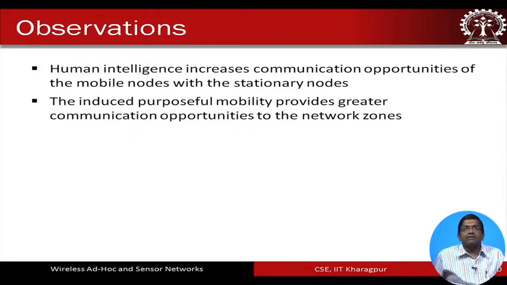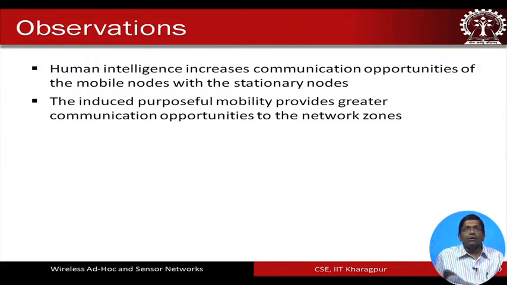The observation is that human intelligence increases communication opportunities of the mobile nodes with the stationary nodes. Human intelligence here means these schemes L1, L2, L3 and L4. This is what has been termed in the literature as human intelligence in this particular work.